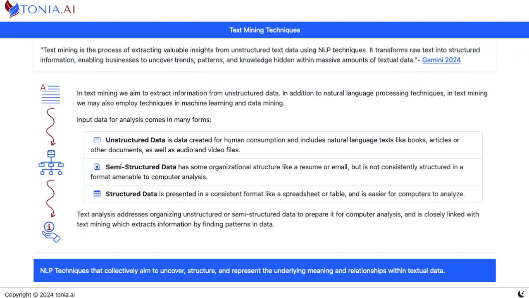Given some text, we may want to organize it in a way that we can extract some information from it. Text mining techniques allow us to do this. Text mining is the process of extracting valuable insights from unstructured text data using NLP techniques.